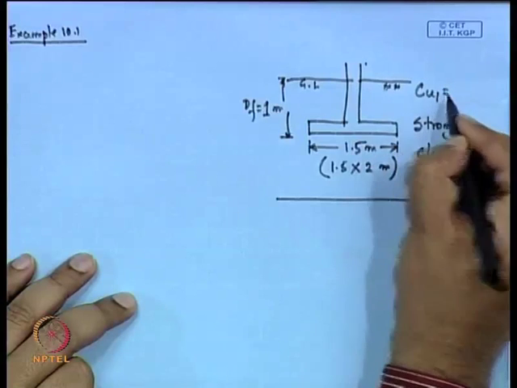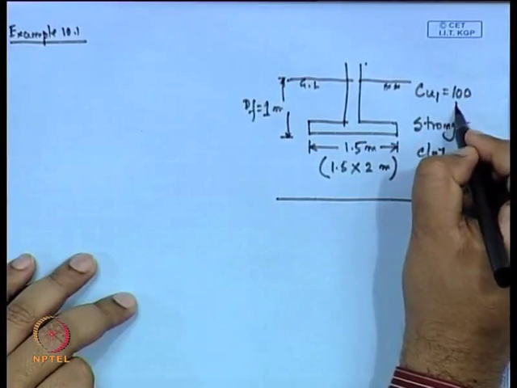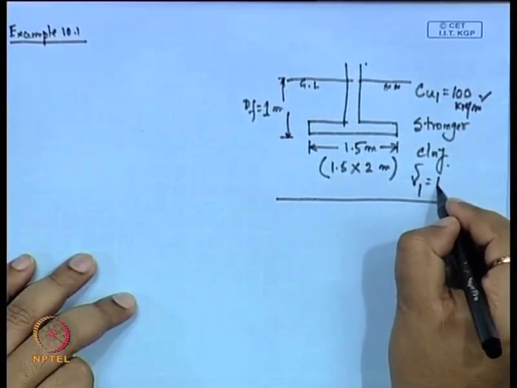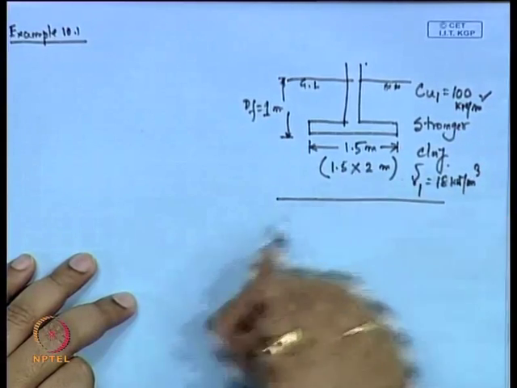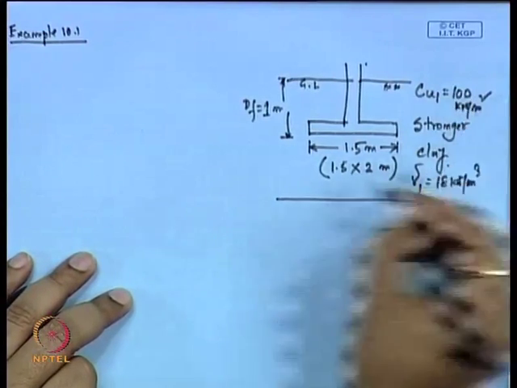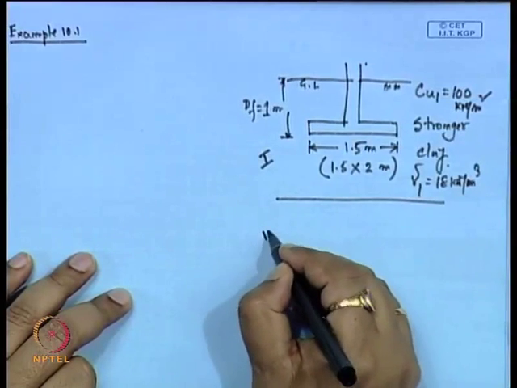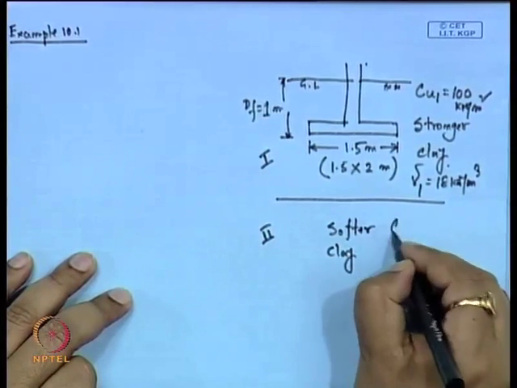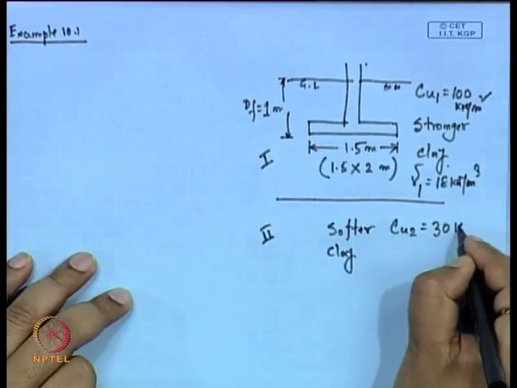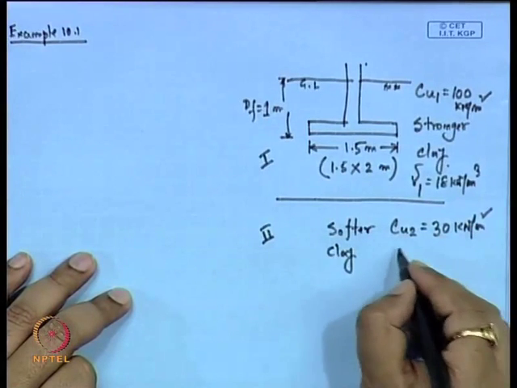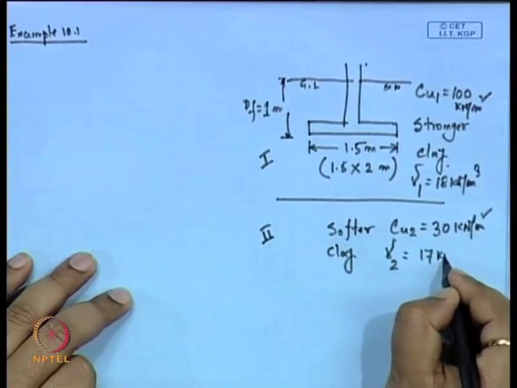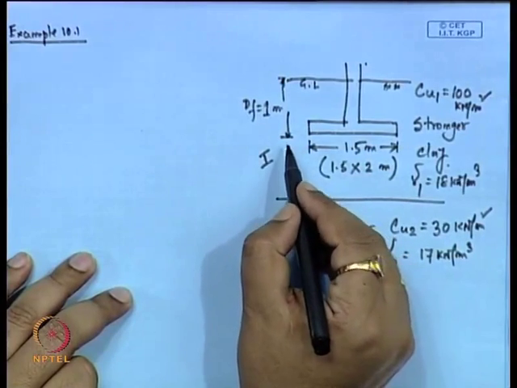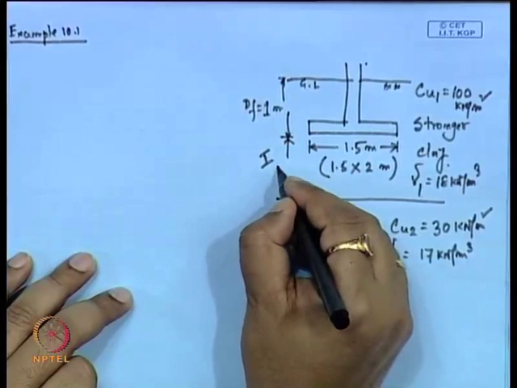whose Cu1 value is equal to 100 kilonewton per meter square, and gamma1 is equal to 18 kilonewton per meter cube. Gamma is the unit weight of the soil, Cu is the cohesion of layer 1. So this is layer 1, which is stronger clay, and this is layer 2, which is softer clay, whose Cu2 is equal to 30 kilonewton per meter square, and gamma2 is 17 kilonewton per meter cube. Now, the distance from the base of the foundation to the bottom of layer 1 is 1.5 meter.